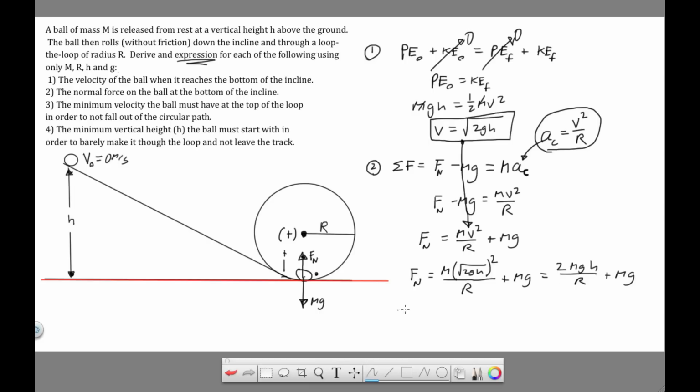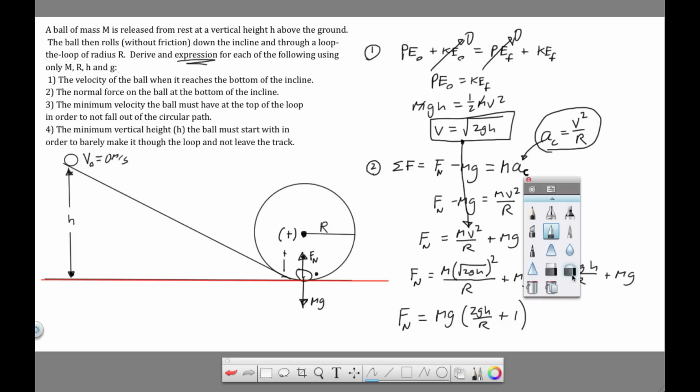But to clean this up a little bit, we could say normal force, I'm going to factor out the mg. So this will be mg times 2h over r plus 1. Oh wait, that g should not be there. Oops. Erase that g.